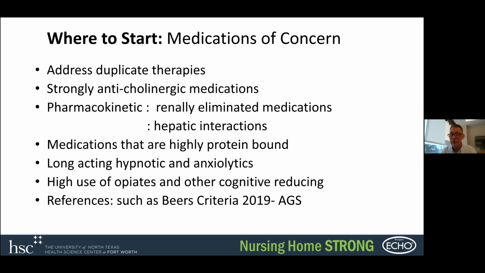Obviously, the high use of opiates is a concern, combined with other medications that cause cognitive confusion or decline, affects our 4M model. We have several references that are available. Many of us enjoy using the BEERS criteria. The American Geriatric Society comes out with that every few years. 2019 was the last update. And it really helps get a list of these medicines that we're most concerned about and the ones we like to work on for deprescribing.